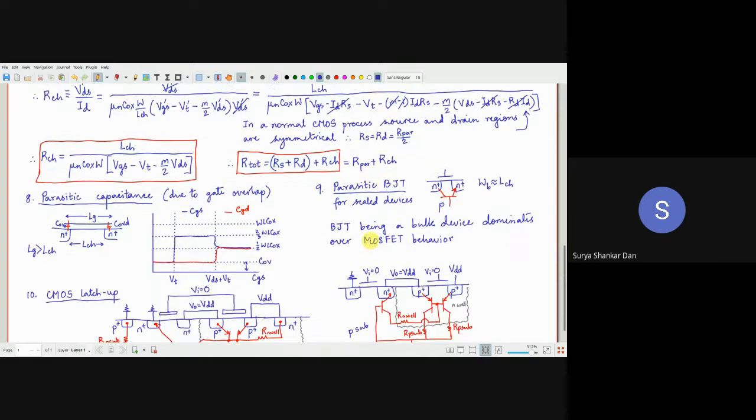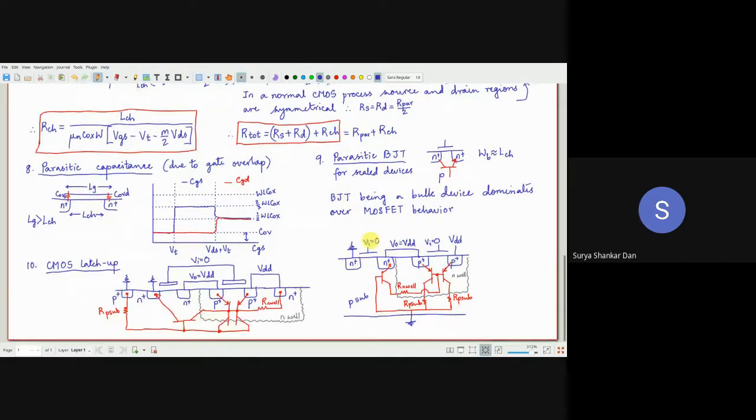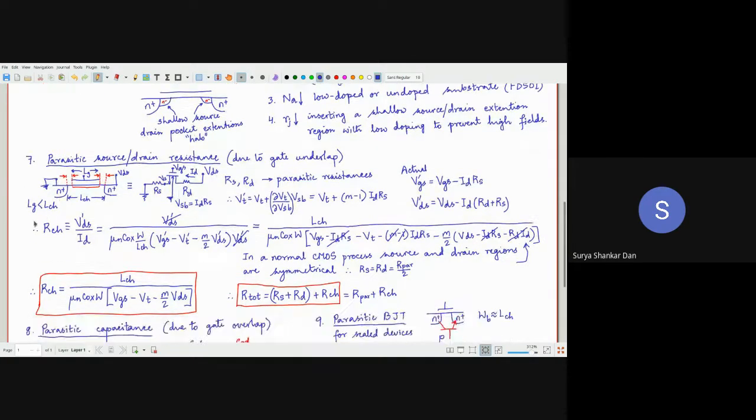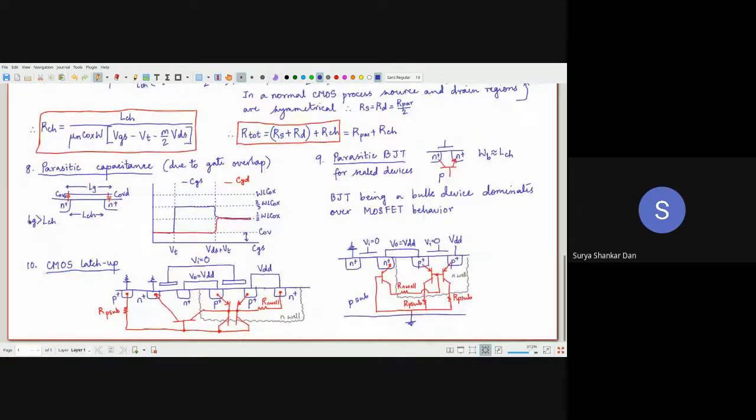Now, the eighth short channel effect is basically the parasitic capacitance. This is already something which I have taught when we were dealing with the MOSFET capacitances. This will happen due to gate overlap. So previously it was gate underlap. Underlap means the LG is less than LCH, whereas for overlap, LG is greater than LCH. So the metallurgical gate length is larger than the effective channel length.